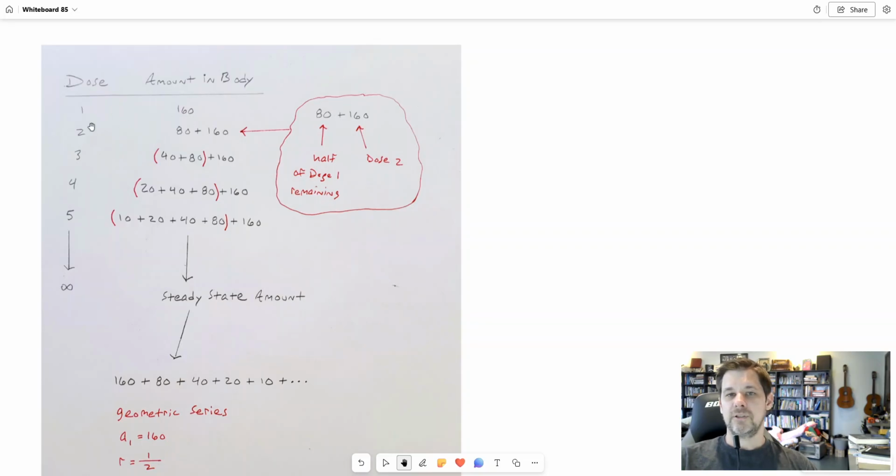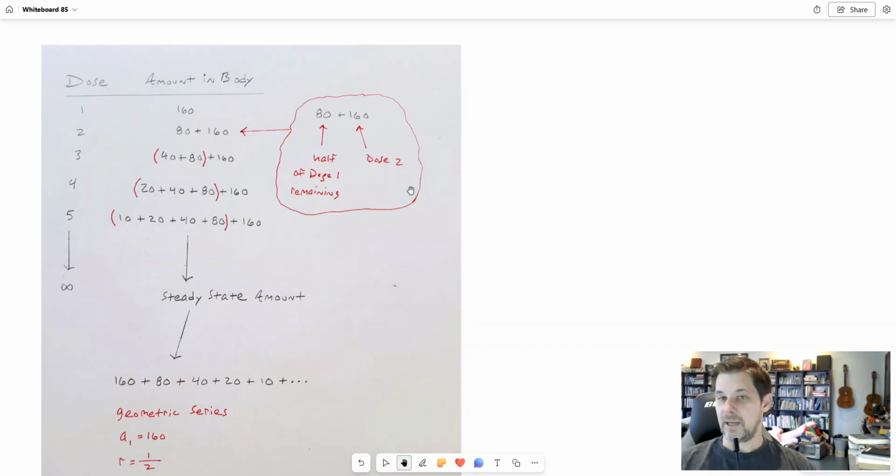So I have a little chart, and I have the dose here in this column and the amount that's in the body at that dose. Okay, so when I take that first dose of 160 milligrams, that's how much is in my body that moment that I swallowed that pill. Okay, now by the time the second dose comes, half of that first dose is remaining. So I took 160, but by dose 2, half of that, which is 80, is in my body, but then I add another 160 when I take that second dose. So that's how I'm looking at dose 2 right here. Half of dose 1 is in there, plus all of dose 2.